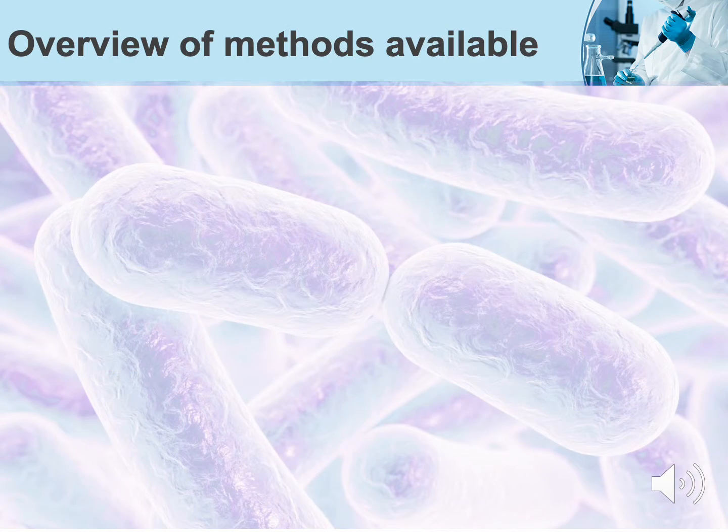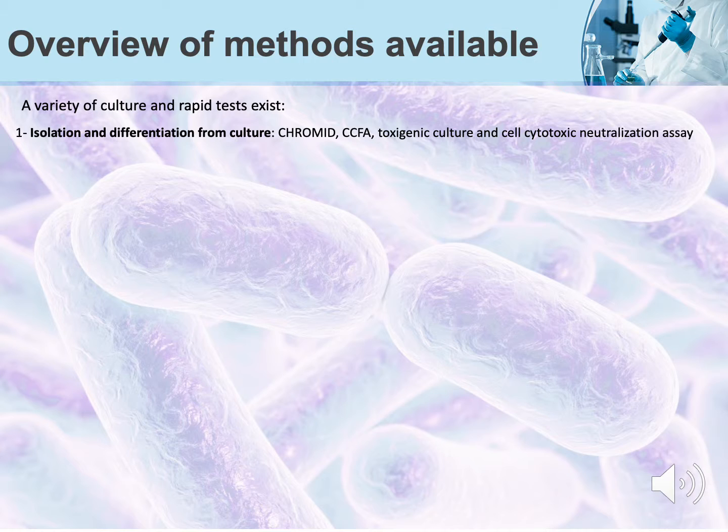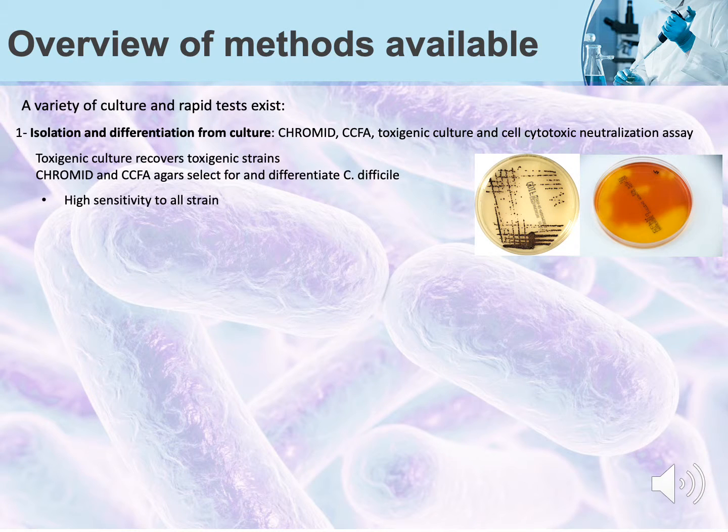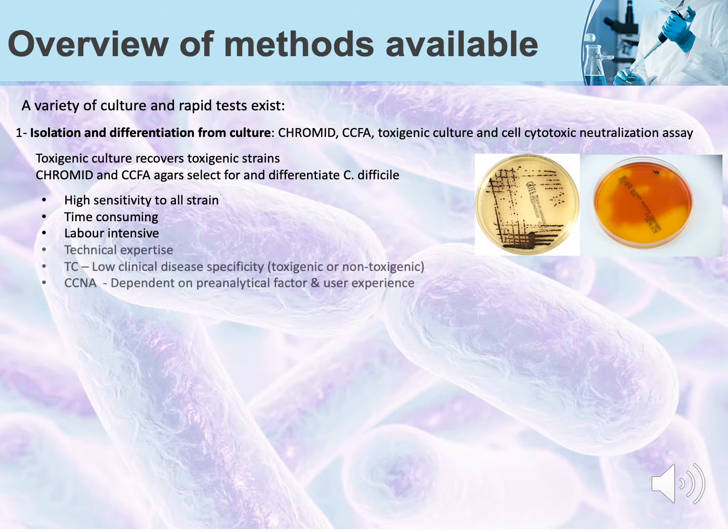A variety of test types and methodology exist for the identification of Clostridium difficile. The golden standard for identification has been toxigenic cell culture with toxin neutralization assay. Additionally, a few selective and differential agars also exist for colony visualization. However, culturing is time-consuming, labor-intensive, and requires technical expertise.